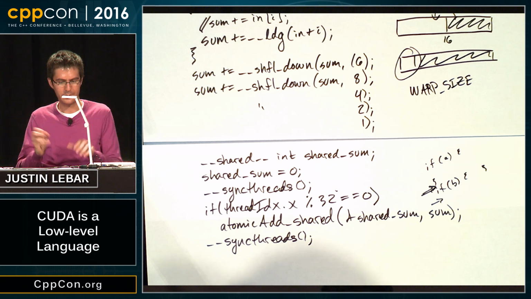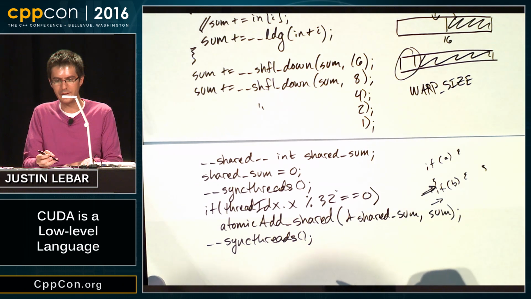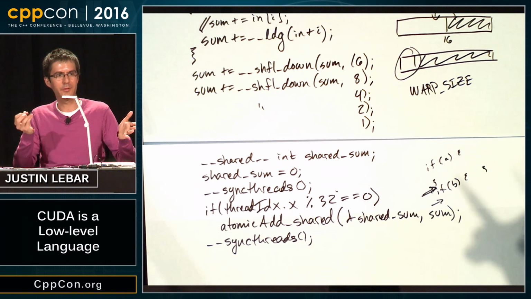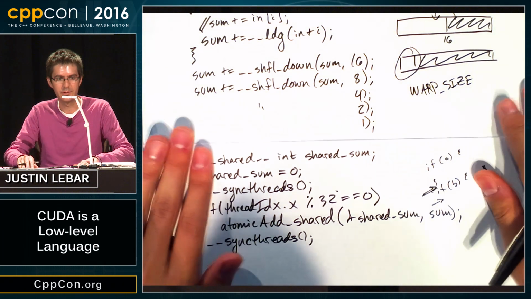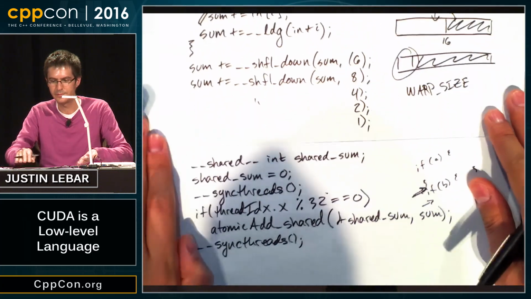Okay, cool. So, all right, to recap, at this point, shared sum is the sum from everything inside of the block, and now we just have one last thing we have to do, which is add into out, and that's pretty easy.